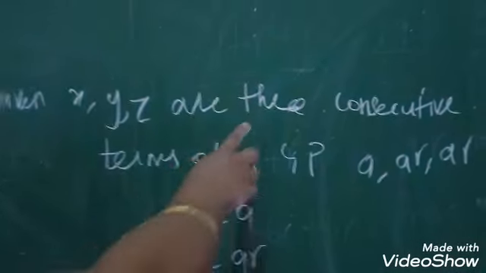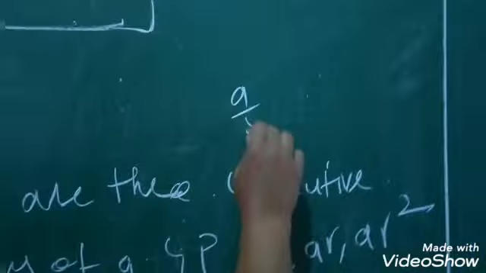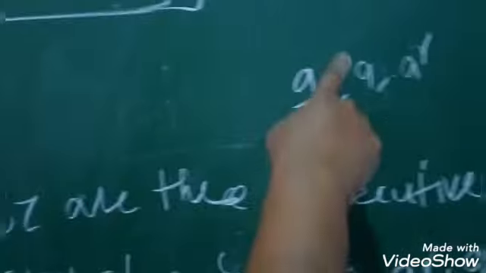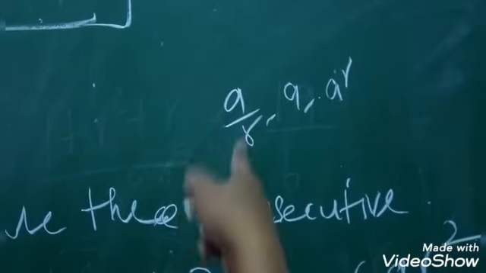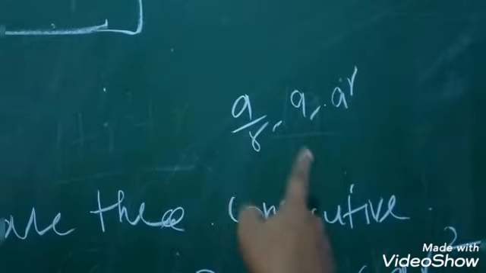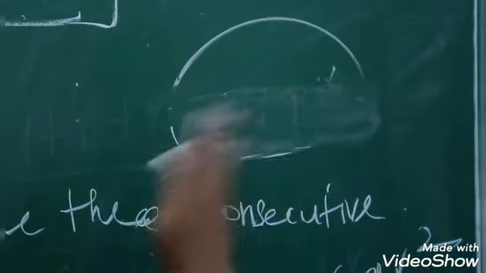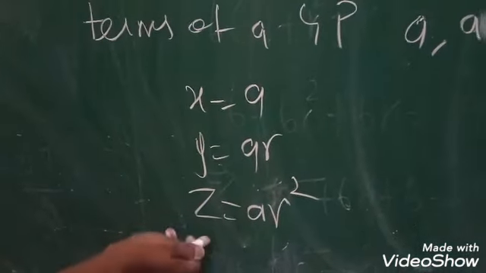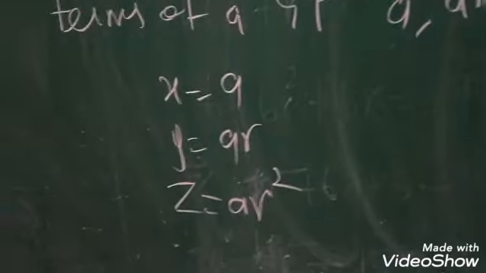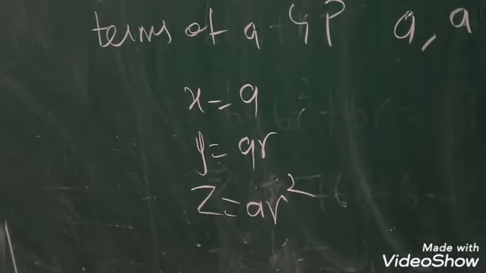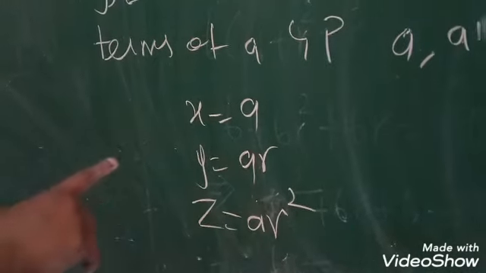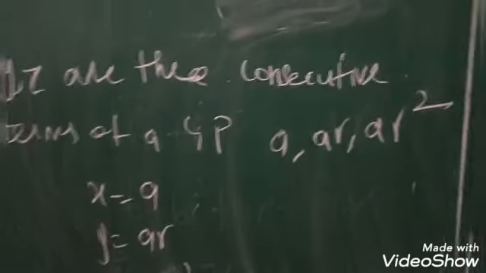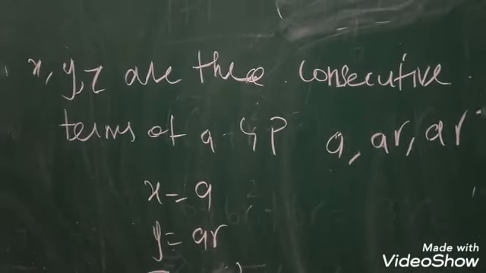Girls, before that I said the 3 consecutive terms as A by R, A, AR, because they gave the product, and now we have to easily find A. So we take the consecutive terms like this when product and sum are given. But here for the consecutive terms, first you have to take X is equal to A, Y is equal to AR, Z is equal to AR squared. In this sum we have to use these consecutive terms. Okay, now let us see X is equal to A, Y is equal to AR, Z is equal to AR squared. Here the left hand side is equal to the right hand side, you want to find 1. Can you see?